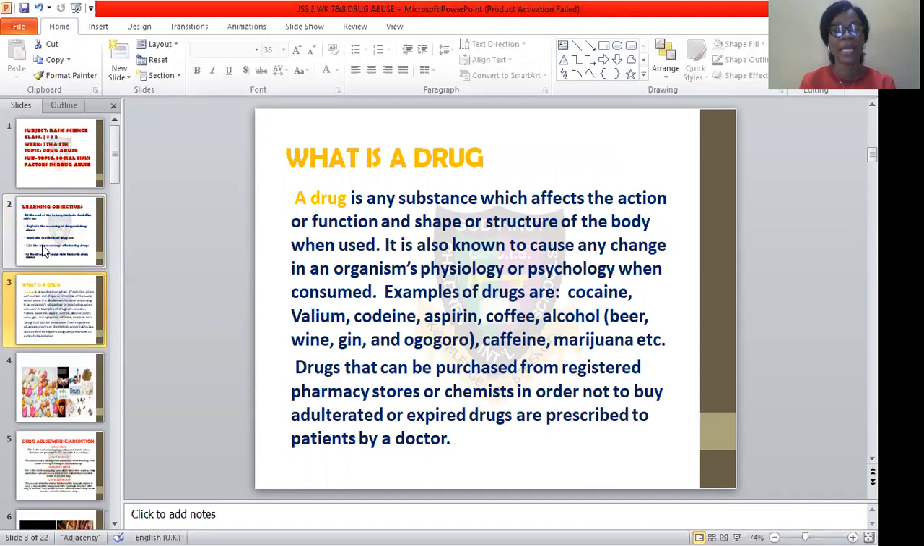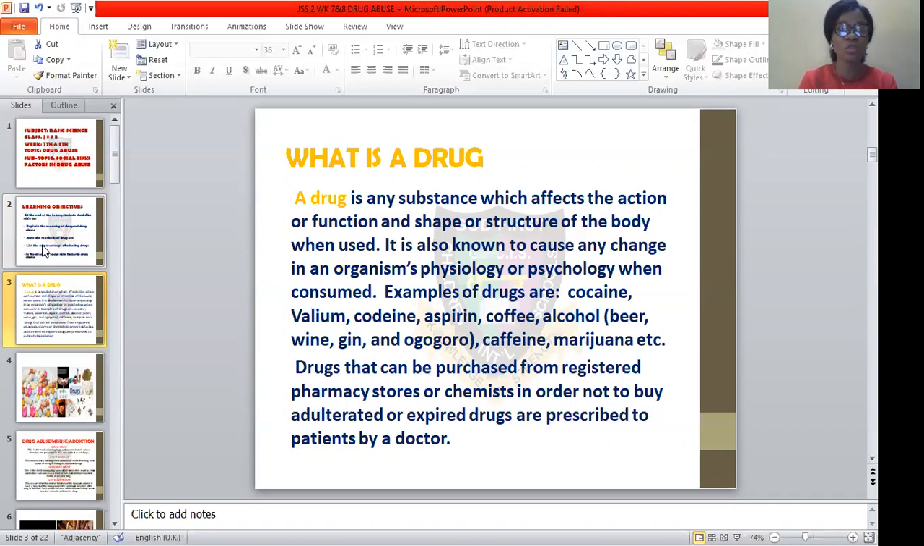What is a drug? A drug is any substance which affects the action or function and shape or structure of a body when used. Example is like you are feeling pain all over your body or you are having headache. That is the way your body is functioning at that particular moment. But once you take aspirin or paracetamol, after some minutes, you feel that there is another change. It has affected the action of the body when you use the tablet. That is what drug can do to your health.